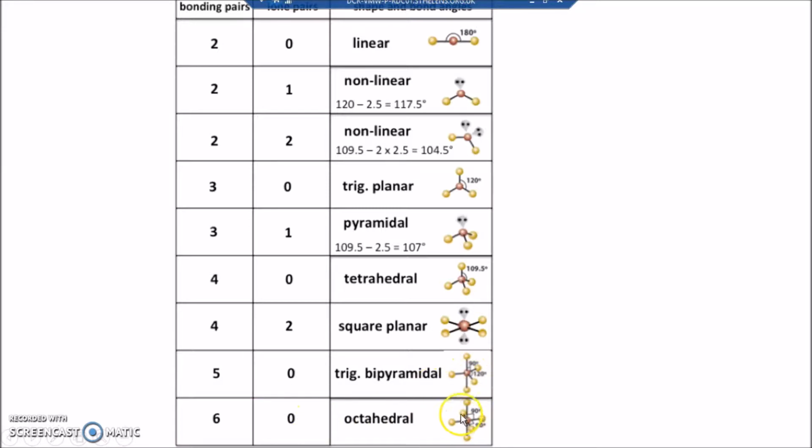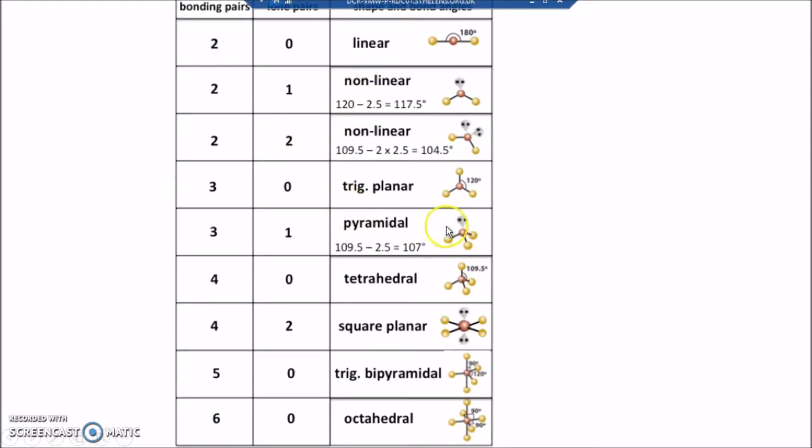6 is octahedral, so 6 ends up with sort of square planar shape with an up and a down, so that's octahedral because it would have 8 faces if all of these were joined up. So that's octahedral, 6 bonding pairs, no lone pairs. Now let's have a look what happens. We'll ignore this one for a minute.